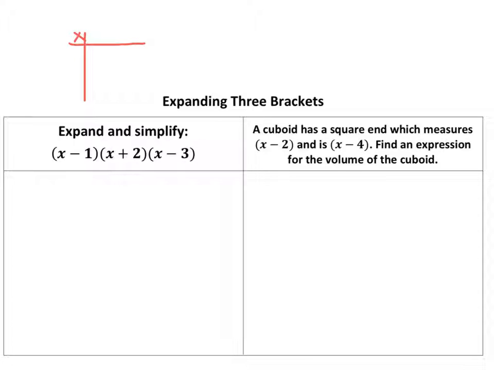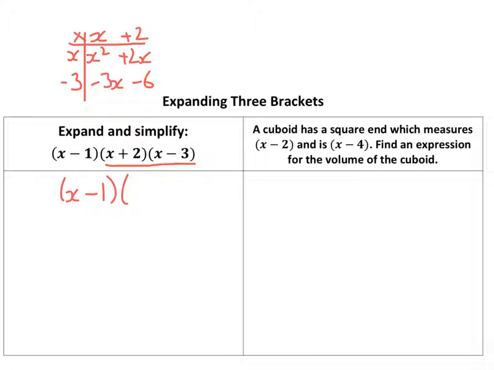So I always multiply the second 2 first. I'll do this in the table just to remind you of the table. So x plus 2, x minus 3, and I get x squared plus 2x minus 3x minus 6. And so what I ultimately have then is x minus 1 times x squared minus x. I've simplified these 2 parts, minus 6.